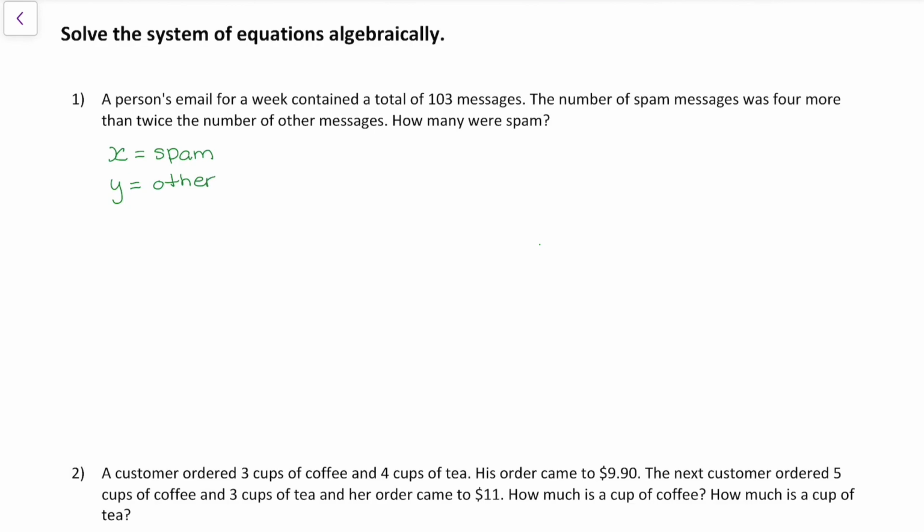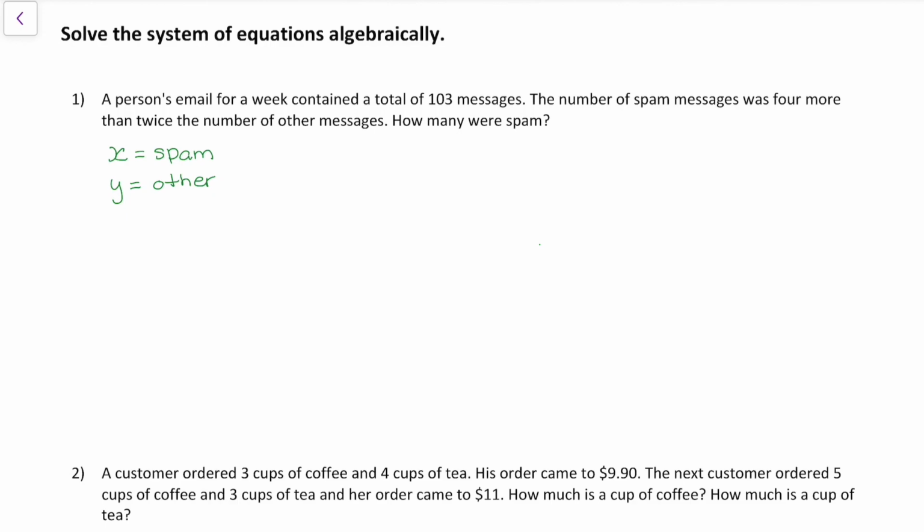We're going to give ourselves a little legend there, a key, so that after we're done all the math, we can remember which was which to start with. So now that we know what x and y represent, we're going to come up with 2 equations to help us solve this. Let's read through each sentence again and see if we can come up with an equation to represent that sentence. So a person's email for a week contained a total of 103 messages.